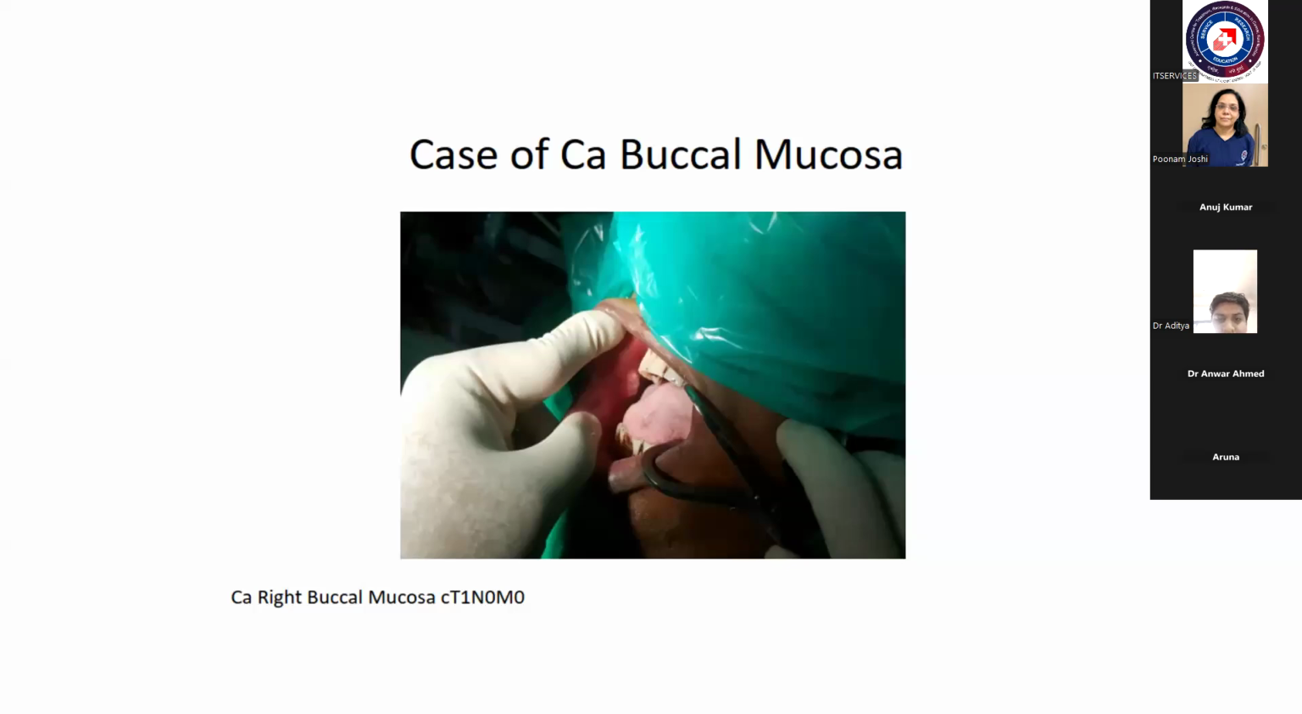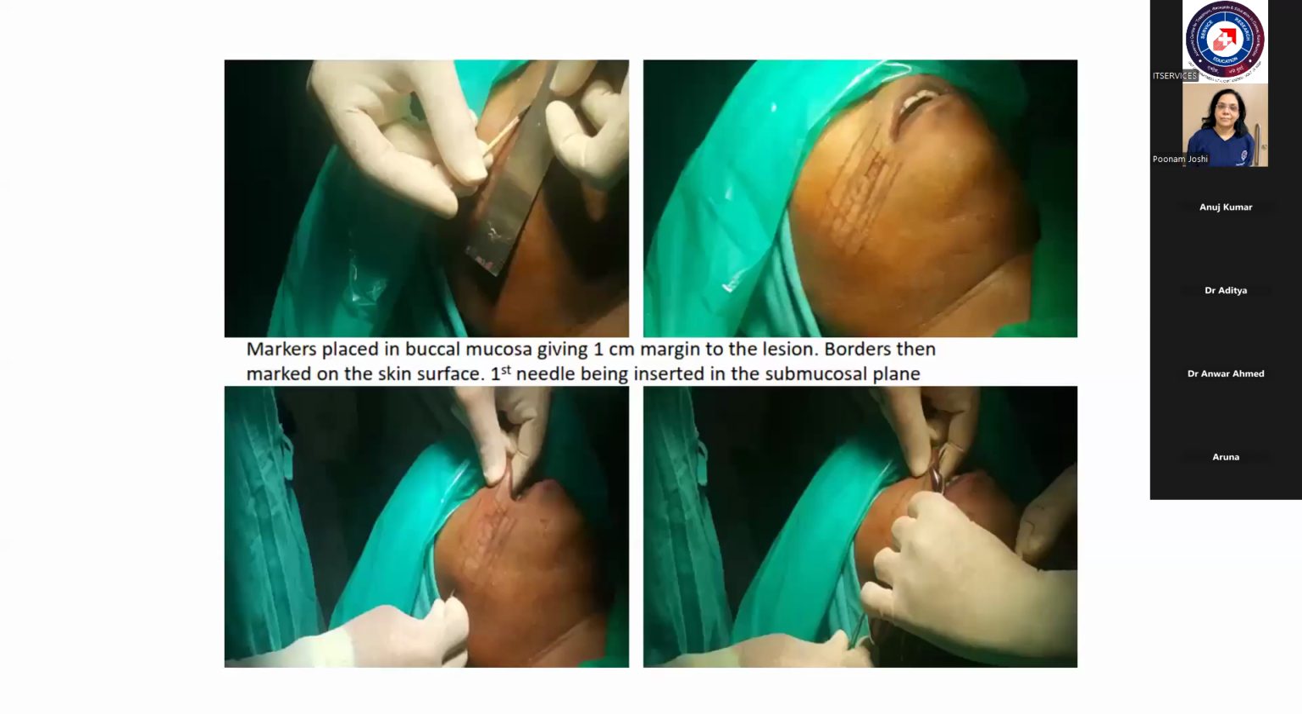And the next case is of a buccal mucosa, which is again a T1N0M0 lesion. And here we can see that markers are placed. So initially, we have to assess the tumor, and then mark the tumor borders, and again give adequate margins, which we call the clinical tumor volume.